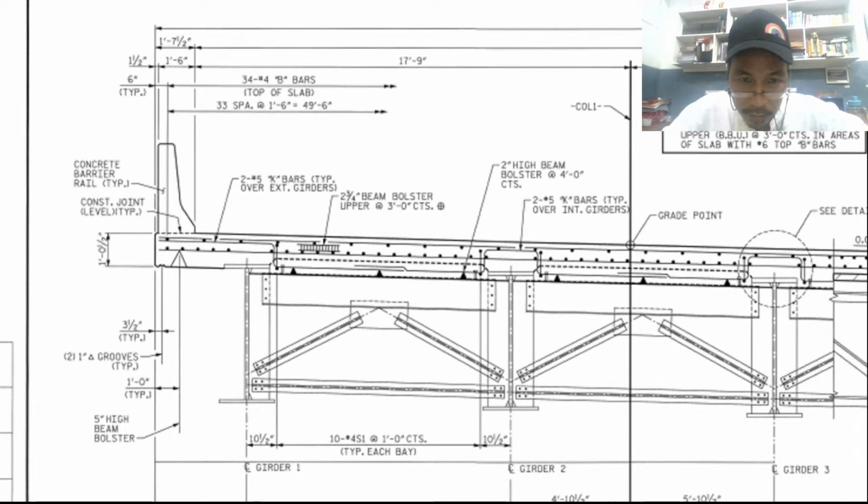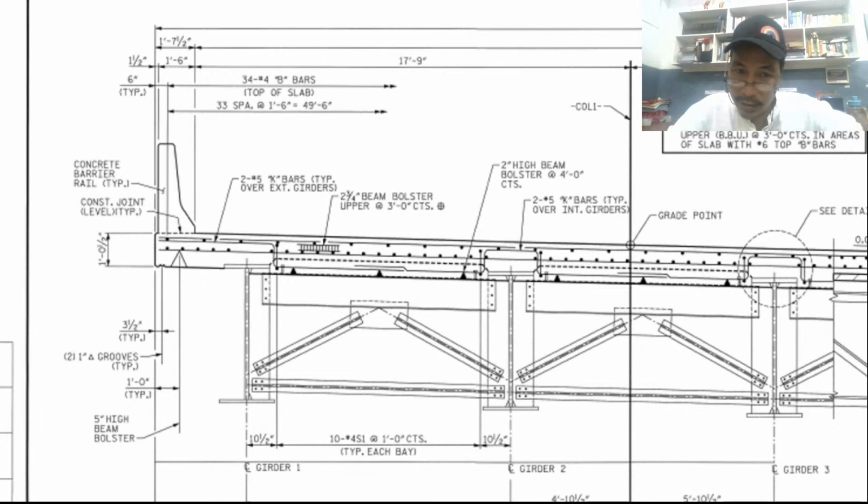Okay, so next again we have the concrete barrier rail, typical. Then next below it, construction joint. So this is our construction joint, the broken lines. What do we mean by construction joint? They may be touching each other, but they are not physically a single unit.